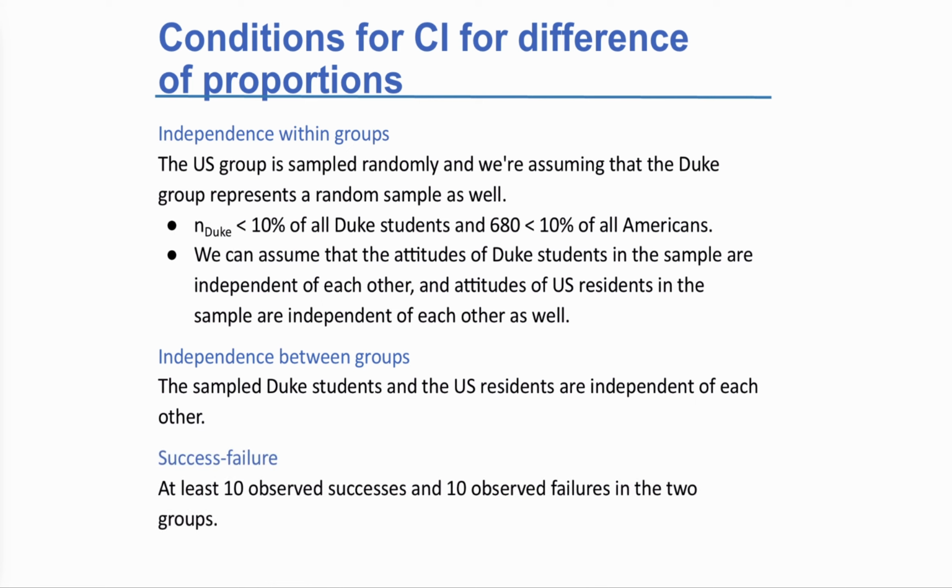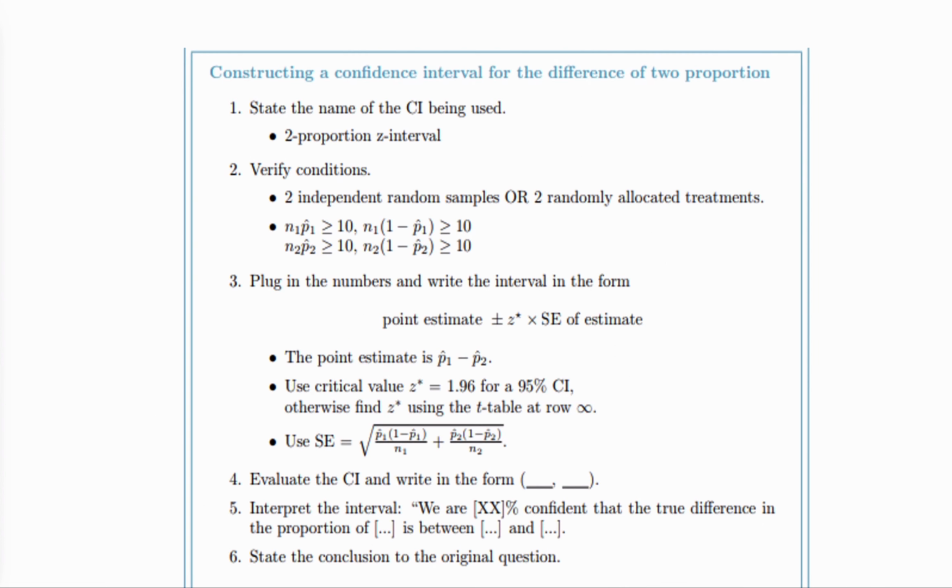Our large counts condition: at least 10 observed successes and 10 observed failures in the two groups. That's our np is at least 10, and I've totally botched writing that. Let me try that again. np is at least 10, and n(1 minus p) is at least 10. All right.